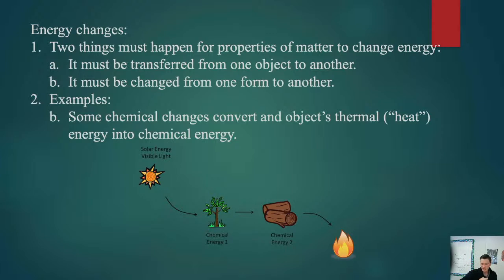Okay, so we see the solar energy going to a chemical energy, number 1, a tree.